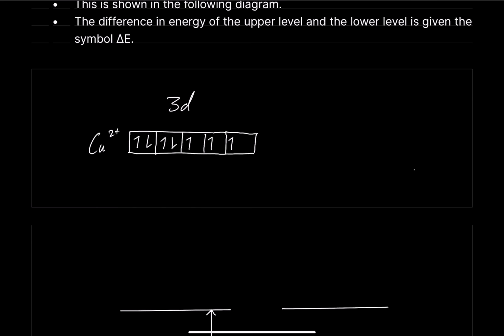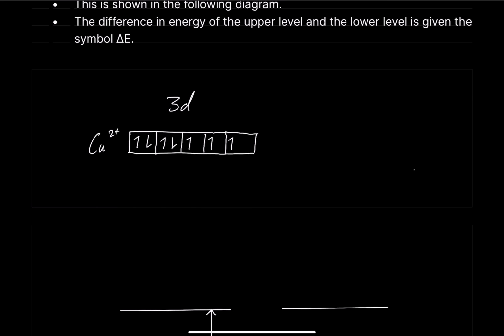I'm using Cu2+ here as an example, because it's a good example to show. Cu2+, this is what it looks like. This is the electronic configuration in terms of the box method, 9 electrons in the outermost shell. When we split this, as it is, it will stay like this.